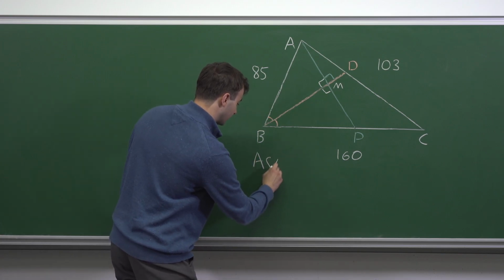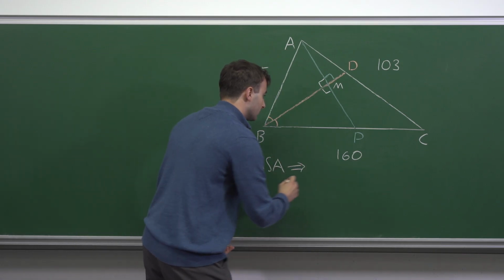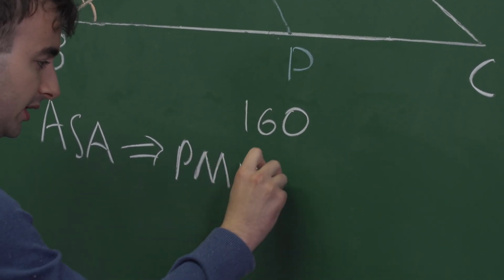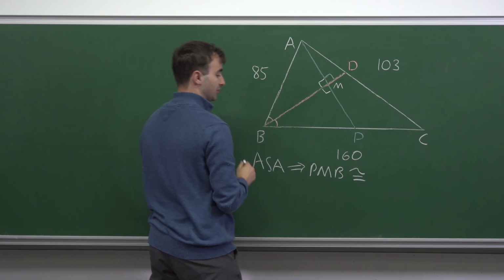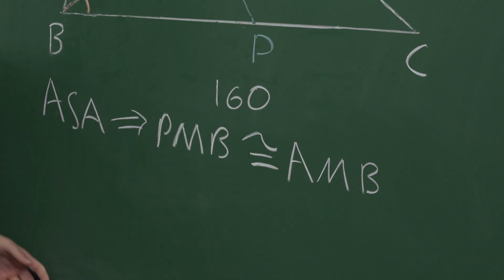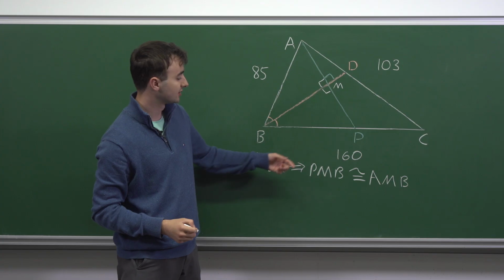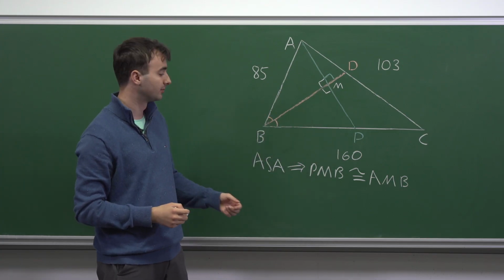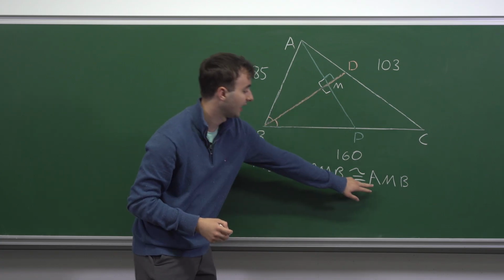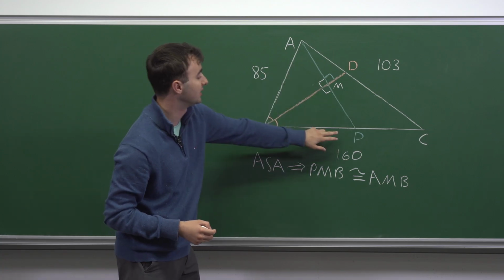So we have two angles that are the same and a common side length in between. This allows us to conclude from angle side angle that the triangles PMB and AMB are congruent. Once we've established that these two triangles are congruent, we can then use this to figure out which other pairs of lengths are equal. So in particular, PM is equal to AM. So M indeed is the midpoint of AP.